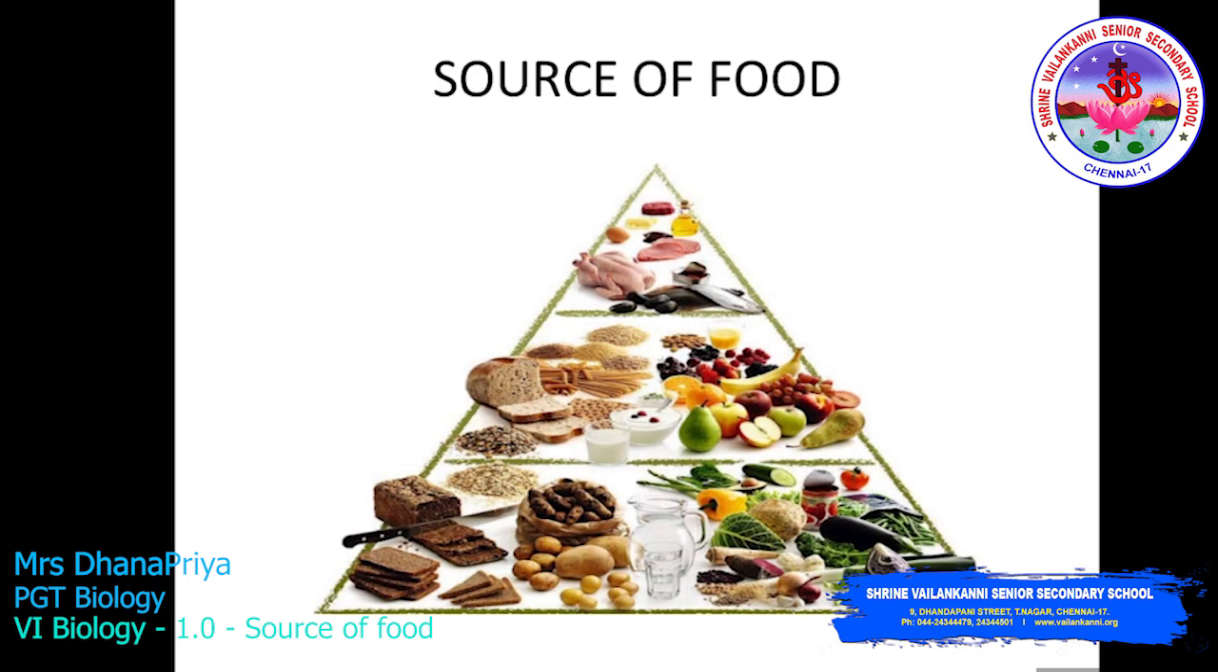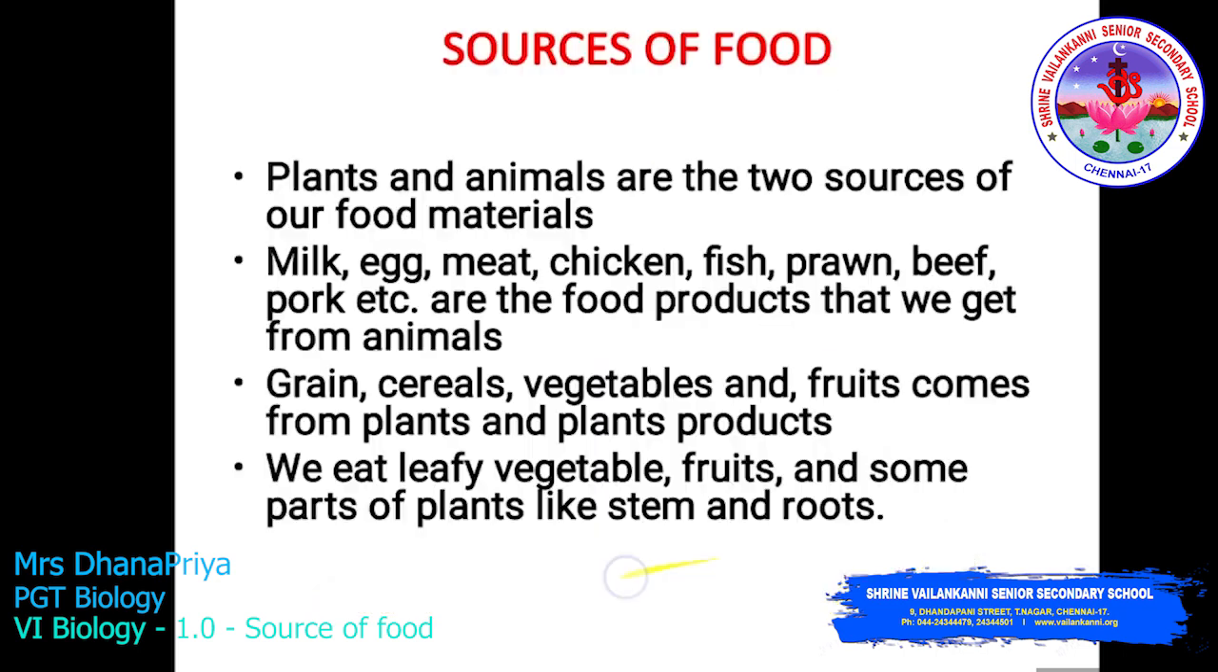Source of food. First we studied that the sources of food are of two types: plants and animals. Examples are milk, egg, meat, chicken, fish, prawn, beef, pork and so on, which are the food products that we get from animals. Grain, cereal, vegetables and fruits come from plants. We eat leafy vegetables, fruits and some parts of the plants like stem and root.